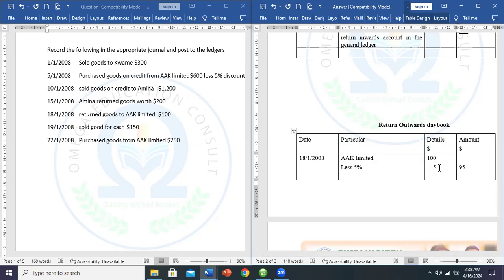So that is the point I was trying to make, that anytime you are doing a return inwards or return outwards, check if the previous purchases or sales had a discount. It should affect your return outwards or inwards. Okay, so I think this session will end shortly. Let's rejoin and I'll pick a question where we are all going to solve together, where these discounts and other workings come into play. So I'll see you in the next session. Thank you.